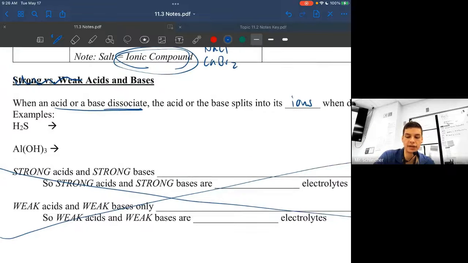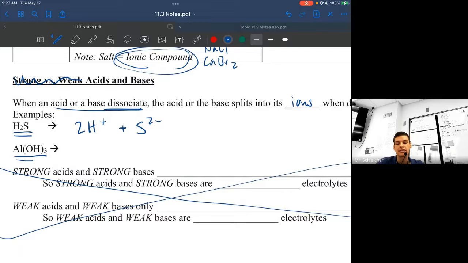So for example, if we have H2S, when I look at this, I'm like, well, maybe H will split off into H plus and S will split off into this S2 minus. So we're going to have two of these H pluses just dissociate off. They'll ionize off. And it will be floating around with this S2 minus ion in water.